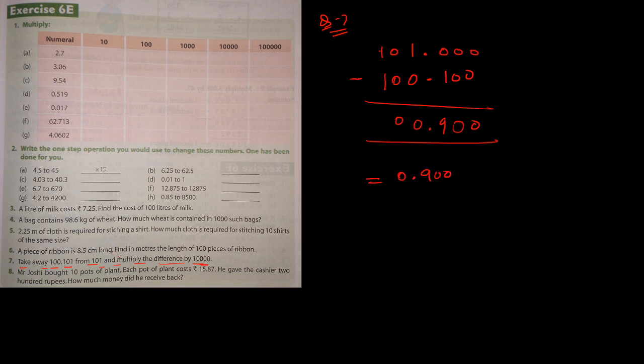But now we have to multiply it by 10,000, according to the question. So how many zeros are there? 4 zeros. So this decimal will shift 4 digits, but it has only 3 digits. So add 1 zero on your own and then shift the decimal. So it will be 9000. Okay, so your answer is 9,000. Again I'm explaining, there are 4 zeros, so we have to shift this decimal 4 digits to the right hand side. So 9,000 is your answer.